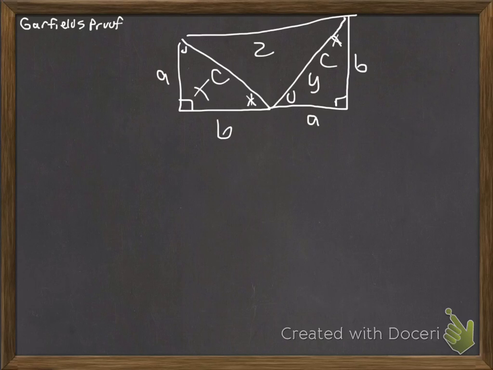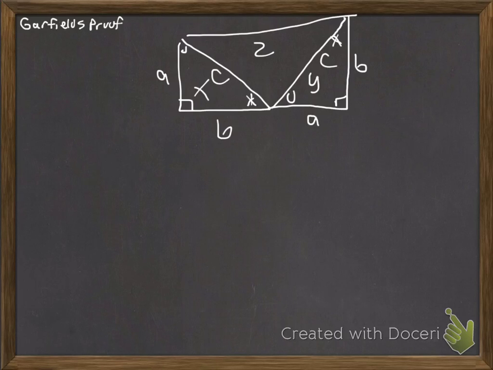I have a 90-degree angle, sides A and B, and then angles circle and star. Now since it's a right triangle, circle plus star is 90 degrees, because remember, a triangle is 180 degrees. Well, if we have a right angle, the other two angles must add up to 90. Let's go to triangle Y.